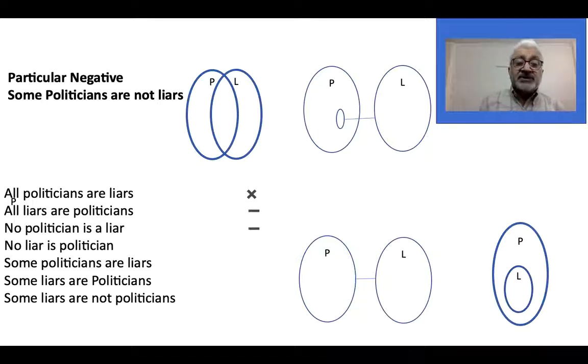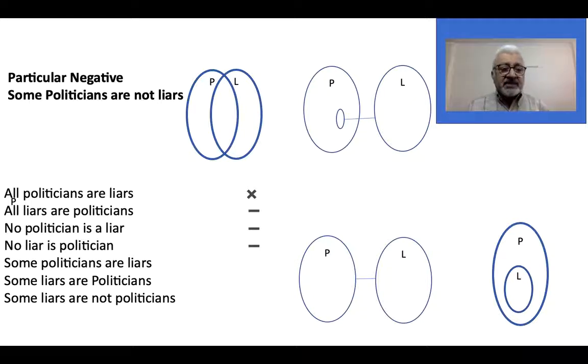When some politicians are not liars, then what is the condition of no liar is a politician? Can we say that no liar is a politician is true here? Answer is no. Can we say it is true here? Not very certain. What about here? Yes, no liar is a politician is confirmed here. But what about here? This is not confirmed here. Hence, your answer again should be represented with a dash.